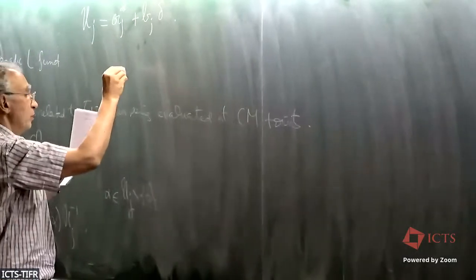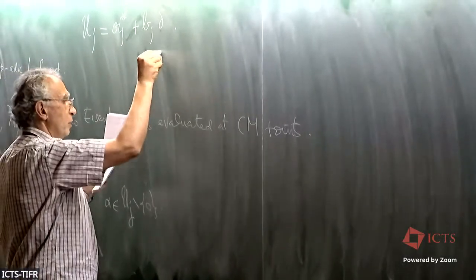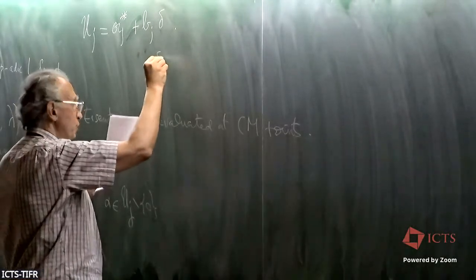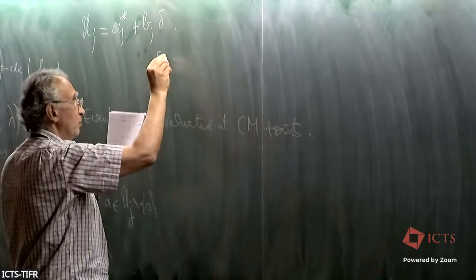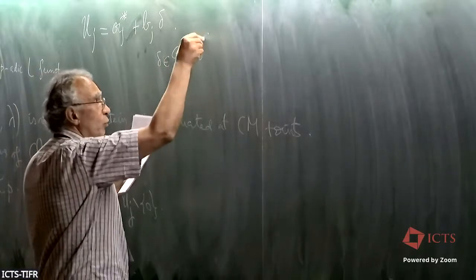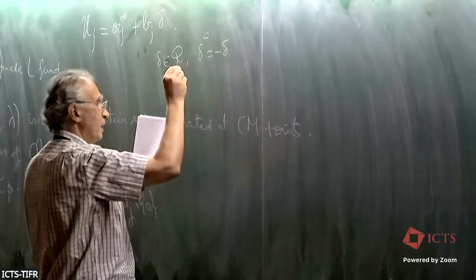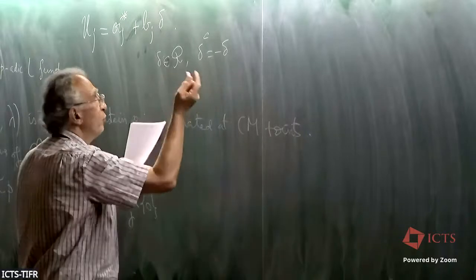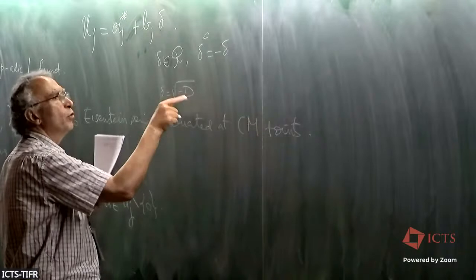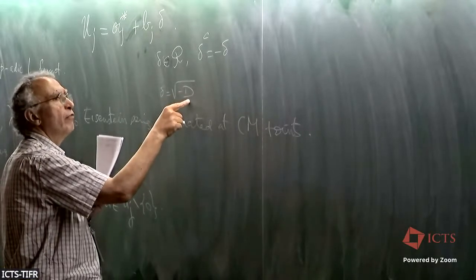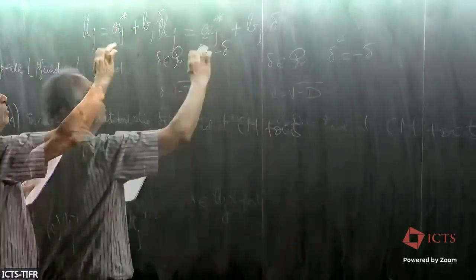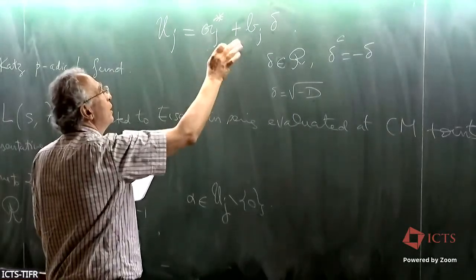Delta is basically the square root of minus d. So delta is an element in R such that the complex conjugate is minus delta. So if you like, you can take the square root of the opposite of a totally positive element of F. Okay? Something like that. And these are ideals.